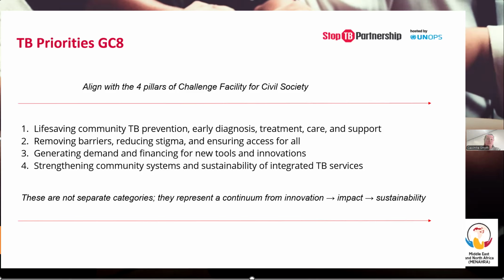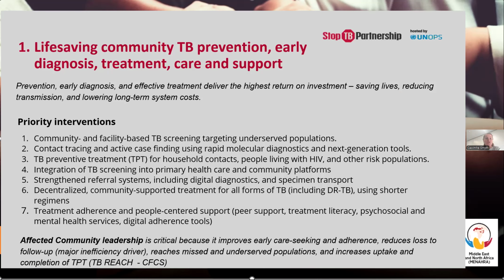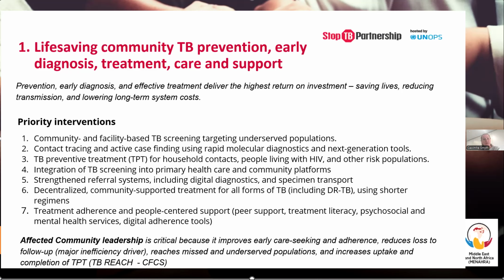And so for us, we don't see these as separate categories at all, but rather they represent a continuum of innovation, impact, and sustainability, again, aligning with the principles and the strategic shifts within GC8. So number 1, in terms of TB priorities, is life-saving community TB prevention, early diagnosis, treatment, care, and support. Because as we know, prevention, early diagnosis, and effective treatment deliver the highest return on investment. They save lives, reduce transmission, and lower long-term system costs.